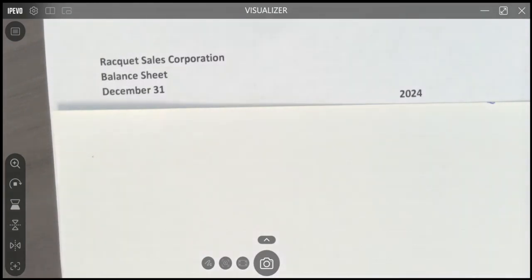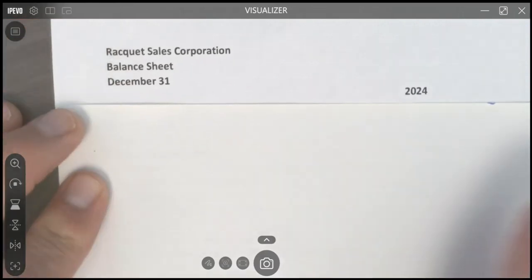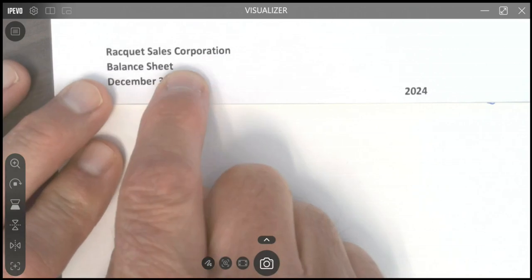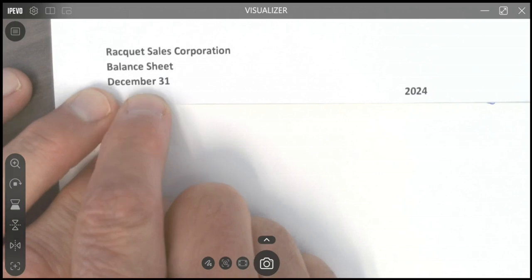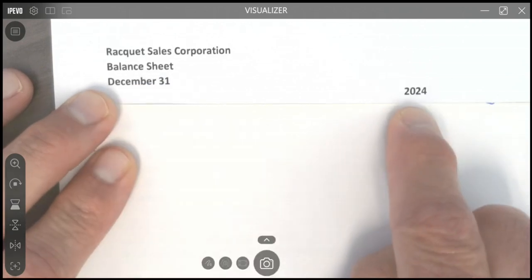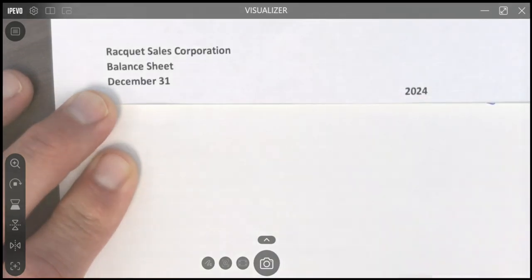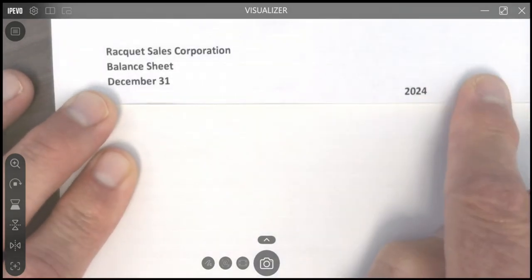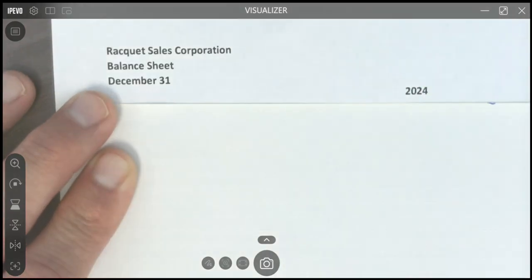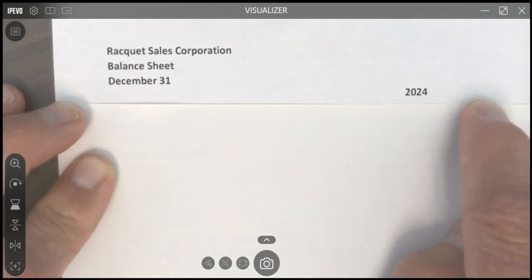All right, welcome back. And hopefully you have a nice looking balance sheet in front of you. Here's mine. We have the title, as always, the first thing you do, Racket Sales Corporation, balance sheet at December 31, 2024. And keep in mind, we would also have 2023 here, which would simply be the balance sheet that we prepared last year in the same way from a very similar accounting worksheet at the end of last year.